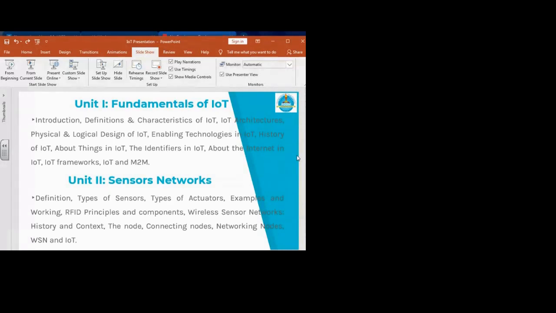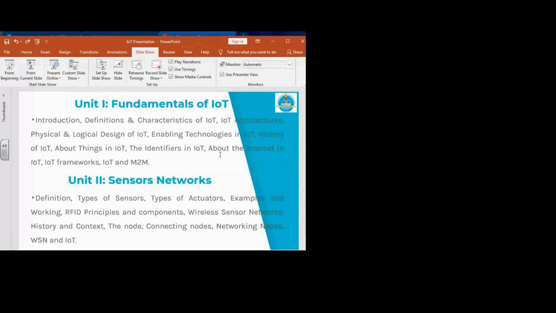Just like I have shown you earlier, each CO statement will be based on each unit. So see, your second statement is that the student will be able to know the role of IoT sensors and actuators, because your second unit is related to sensor networks.